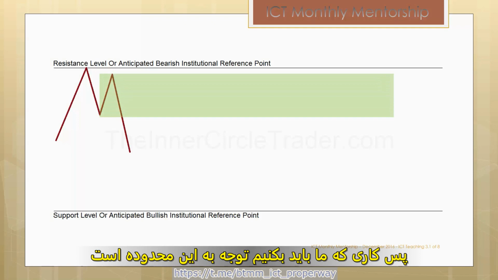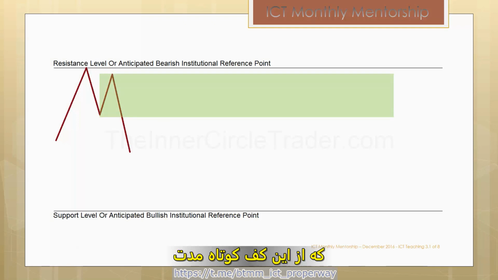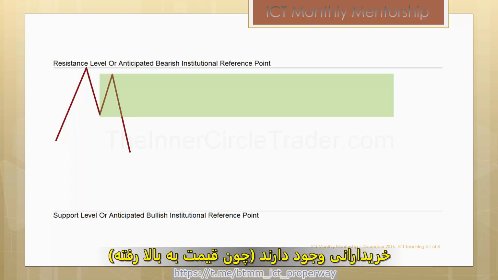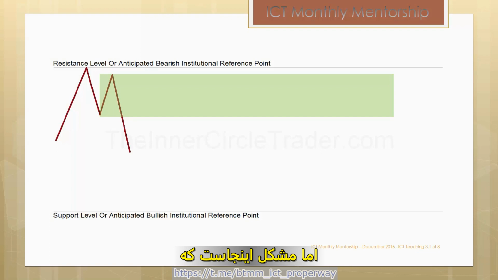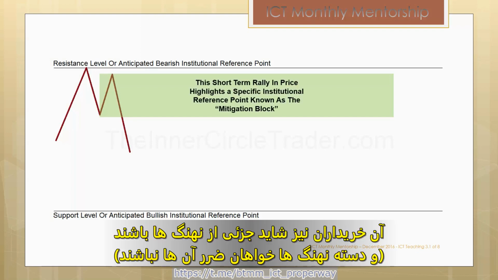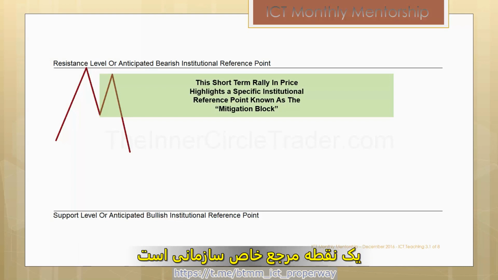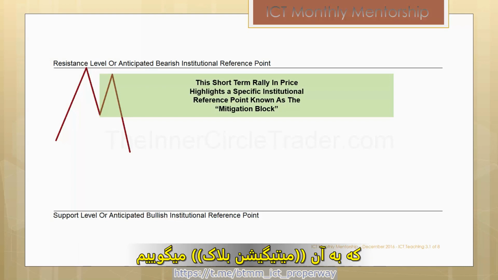So what we do is we look at this range from that short-term low up to that short-term high. Inside that range, there has been buyers. But the problem is now those buyers are underwater. This short-term rally in price highlights a specific institutional reference point known as the mitigation block.